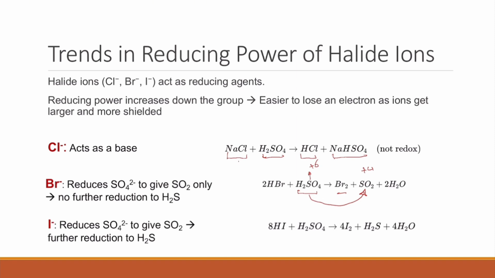Iodide has an even stronger reducing power. So when iodide reacts with sulfuric acid, it can reduce it even further, not just to sulfur dioxide, but also to hydrogen sulfide, H2S. So now you can get two different gases that contain sulfur when you react the iodide with sulfuric acid. One of them is sulfur dioxide, the other one is hydrogen sulfide. And of course, the iodide will get oxidized to give iodine.